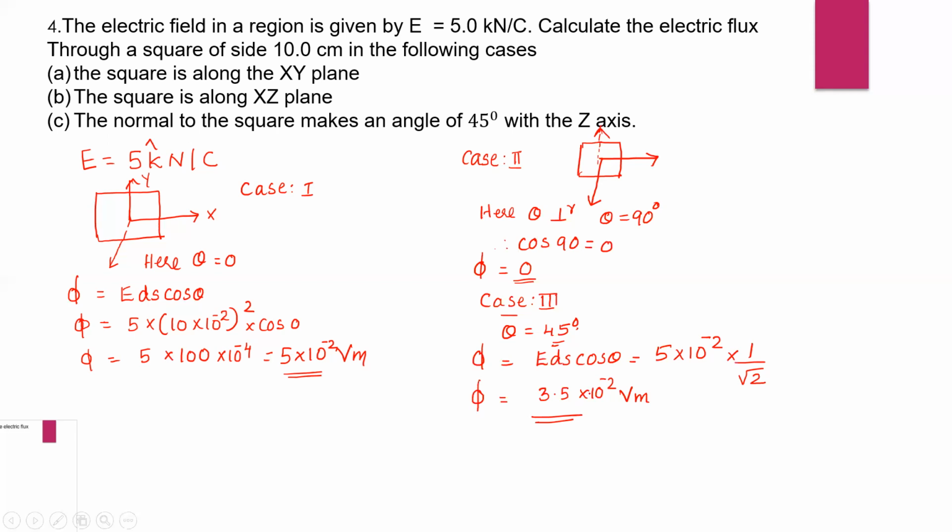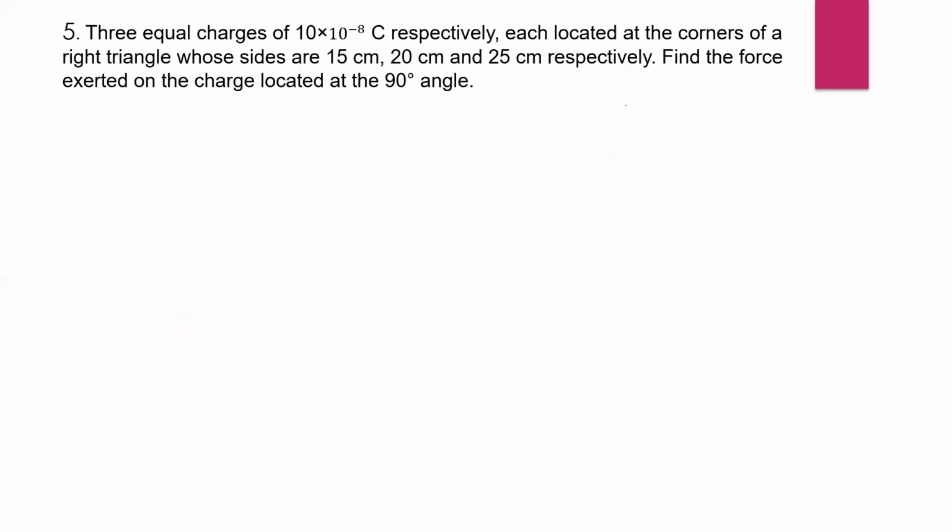Okay, now let us solve the next question. Three equal charges of 10 into 10 raised to minus 8 coulomb are located at the corners of a right angle triangle, sorry. This is a right angle. Charges are equal, 10 into 10 raised to minus 8 coulomb. Sides are given 15 centimeter, 20 centimeter and 25 centimeter.